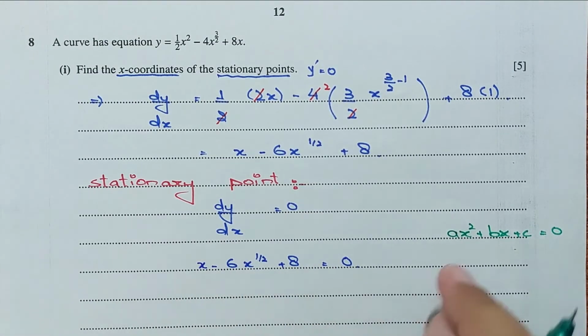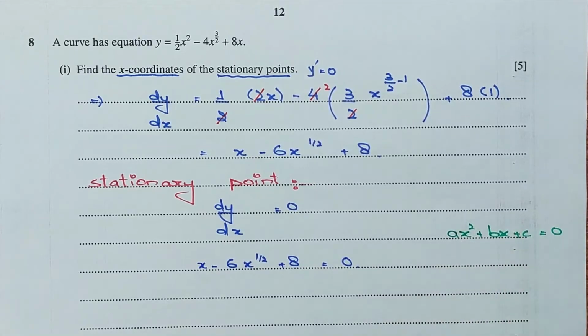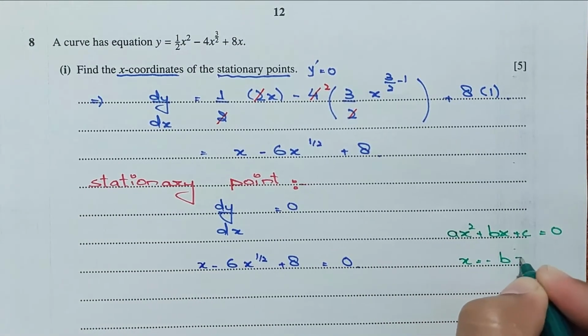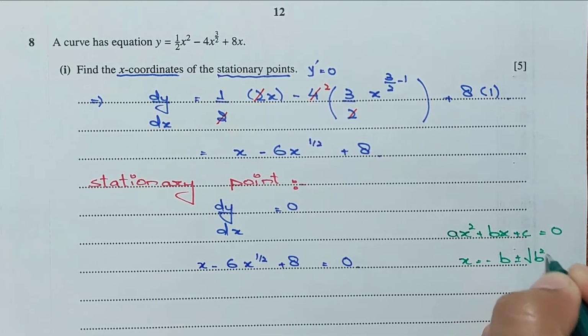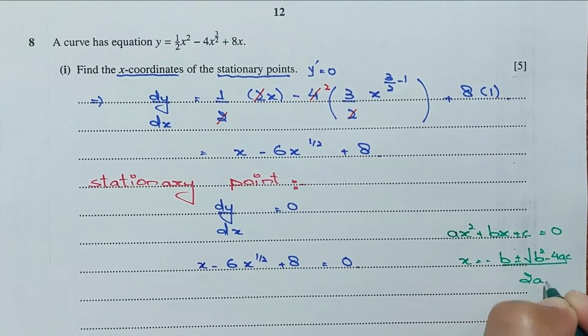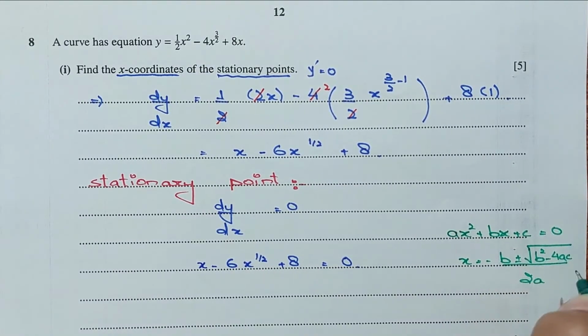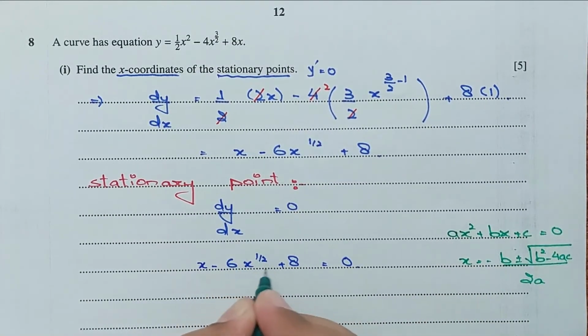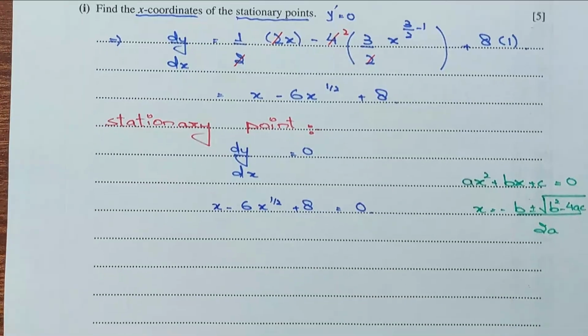To solve this, we use the quadratic formula: x = (−b ± √(b² − 4ac)) / 2a. This is the quadratic formula we apply to get the value of x, here x^(1/2). I hope this makes sense now.